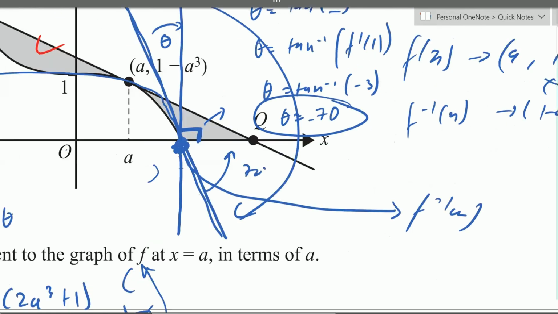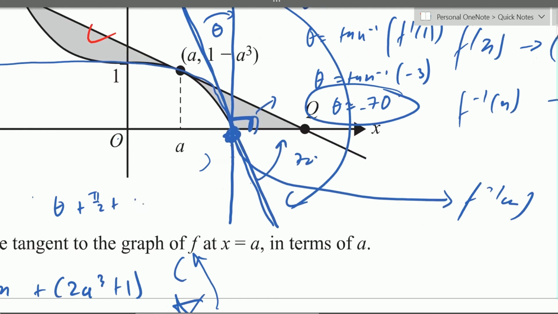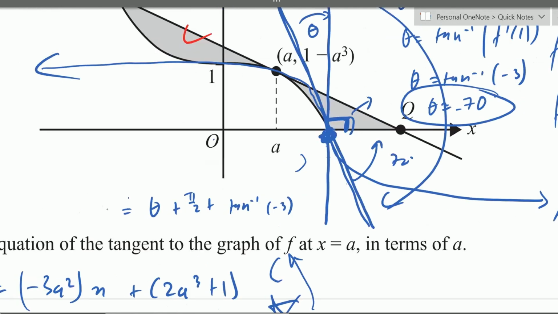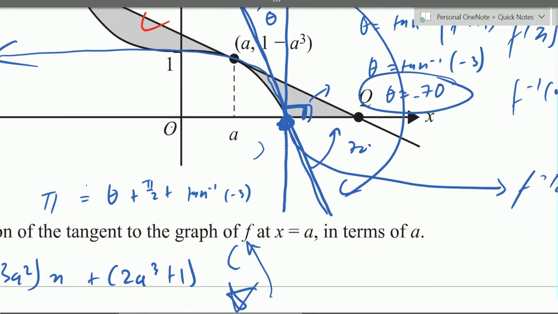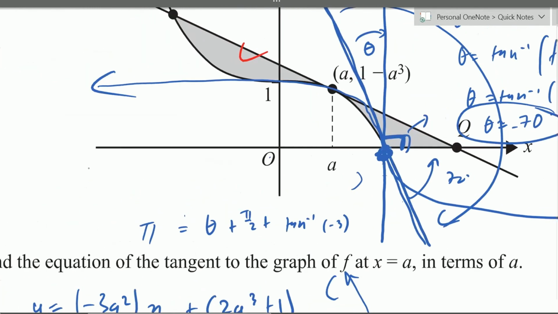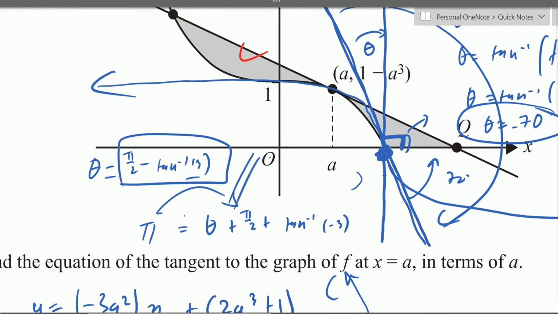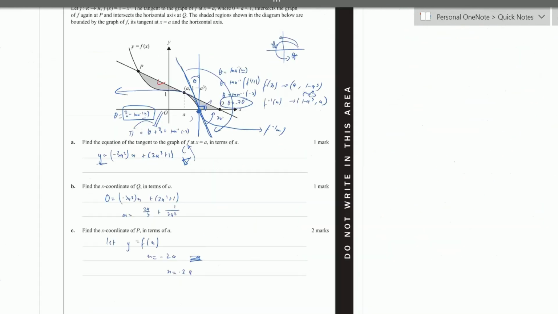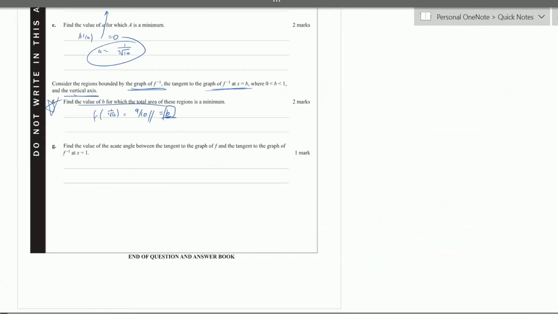So then theta plus pi on 2 plus this 70 degrees, but if the question's asking for whole numbers, so tan inverse of -3 is pi, because 180 is pi. So if you rearrange that to find theta, pi minus pi on 2, so this pi on 2 minus tan inverse 3, and that's your answer. Yep, and that's the last question.